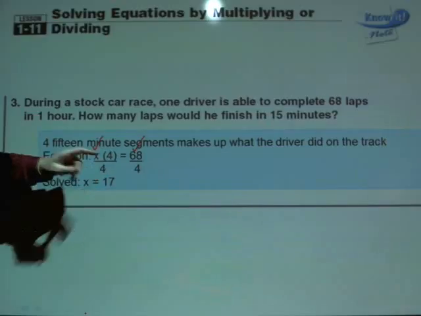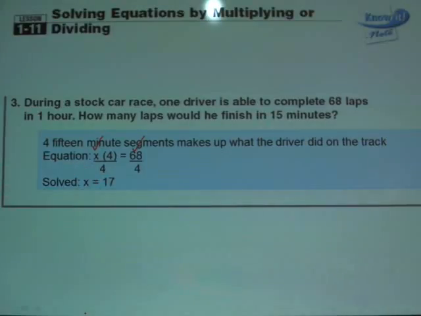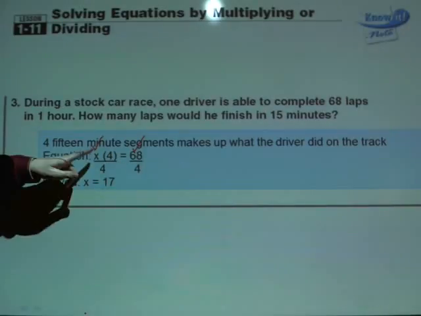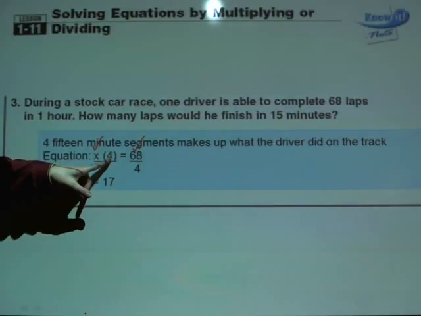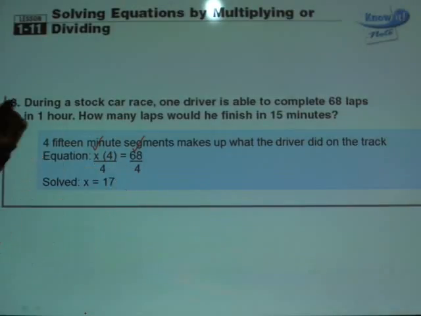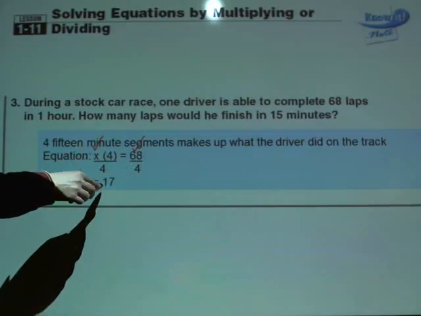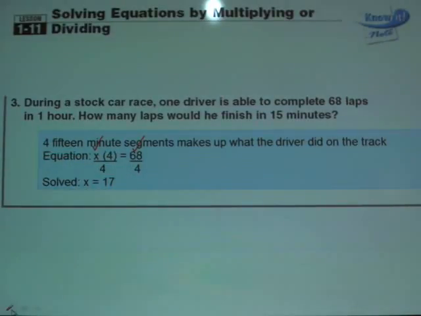So the one thing that's out of place is 4. He's a number, he's on the left, but he belongs on the right. So, I'm going to get rid of him by doing the opposite. Right now this says I'm multiplying by 4. So the opposite is going to be to divide both sides by 4. When I do 68 divided by 4, I get 17. So that means he must have done 17 laps in 15 minutes in context of the question.